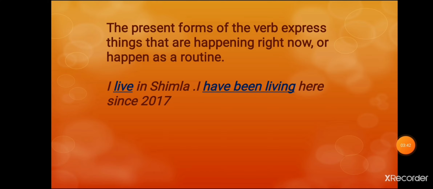Like students, the present forms of the verb express things that are happening right now or happen as a routine, or we can say to show habitual activity, universal permanent truth. Okay, for students we can say imperative present tenses also we use simple present tense. So here students, the present forms of the verb express things that are happening right now or happen as a routine, like I live in Shimla, I have been living here since 2017.